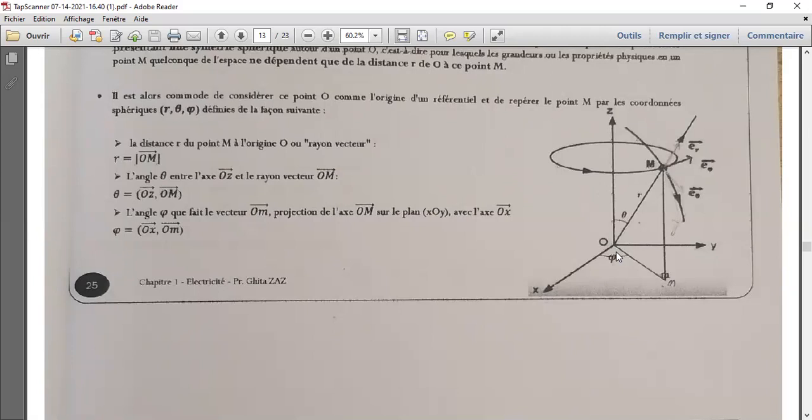So the difference which you should note between cylindrical and spherical is that for cylindrical, the theta makes 360 degrees, which is 2 pi, and for spherical, the theta makes 180 degrees, which is pi.